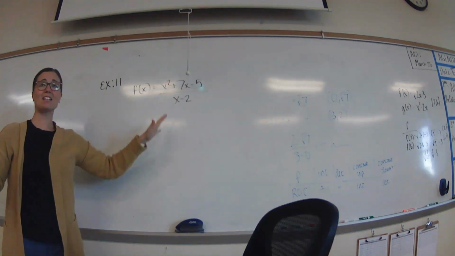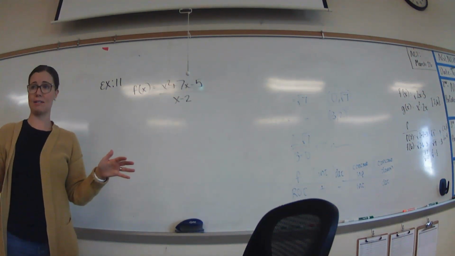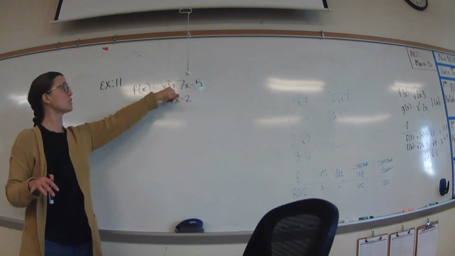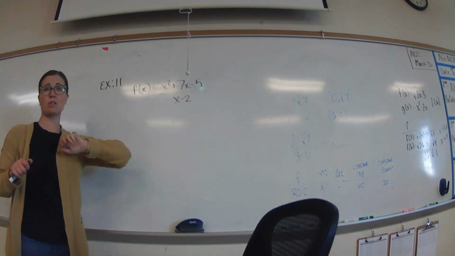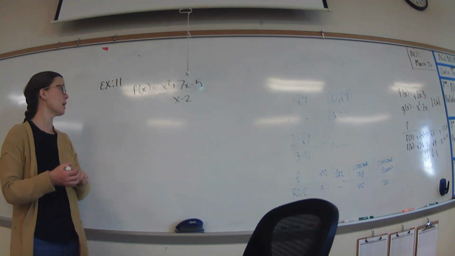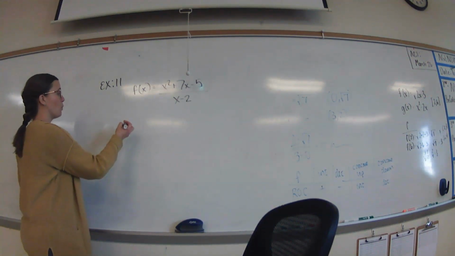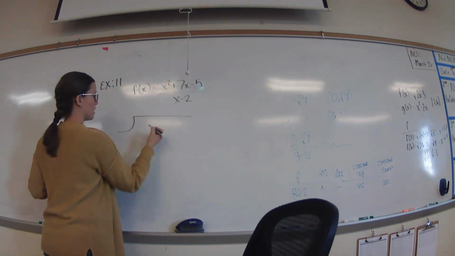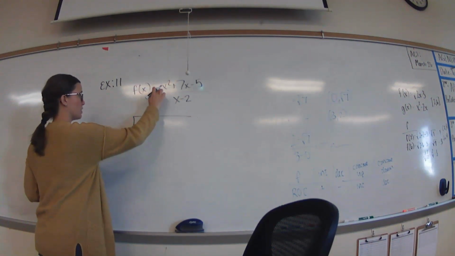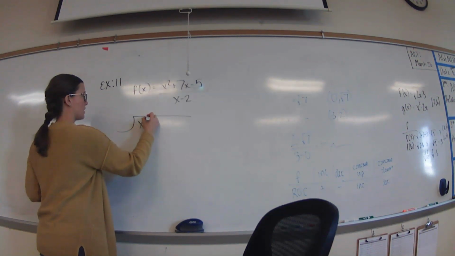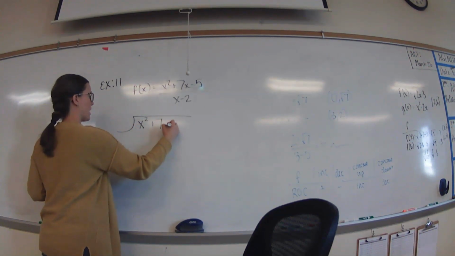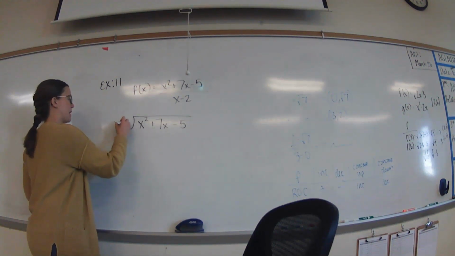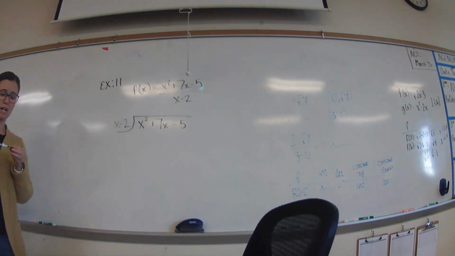So, if that's not the case, you don't even need to look for a slant asymptote. There's no point in it. There's not one there. But if the degree on the top is exactly 1 bigger than the bottom, then you have a slant asymptote. So, what you're going to do is long division of polynomials. The top number goes on the inside. You've got x squared plus 7x minus 5, and then you put x minus 2 out here on the outside.